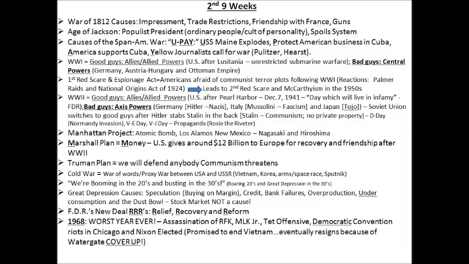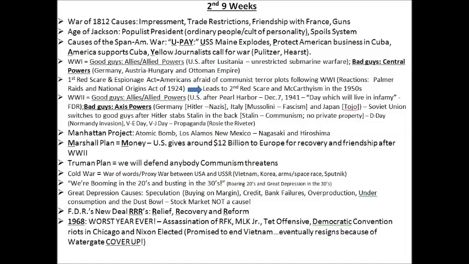Then we have the Manhattan Project, which is also part of this. This is where we developed the atomic bomb. Los Alamos, New Mexico is a place that it was tested. And then we dropped them on Nagasaki and Hiroshima. And after this is done, the Japanese finally surrender, and that's VJ Day.